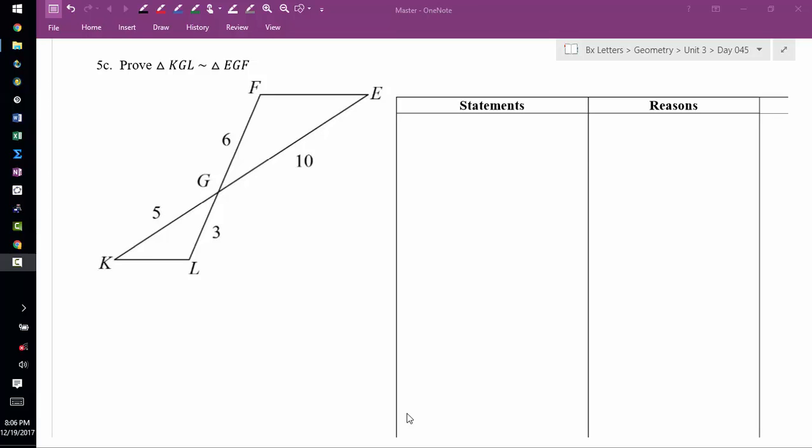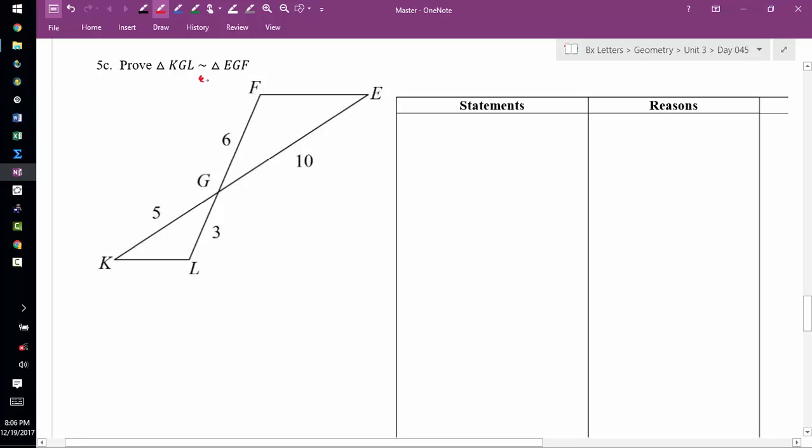Proof 5C. If you didn't get to watch the video on 5A and 5B about vertical angles, I would stop and just make that observation, watch that video, and go up to there. Because we're going to kind of talk about that quick in this proof. But let's go ahead and start this off.